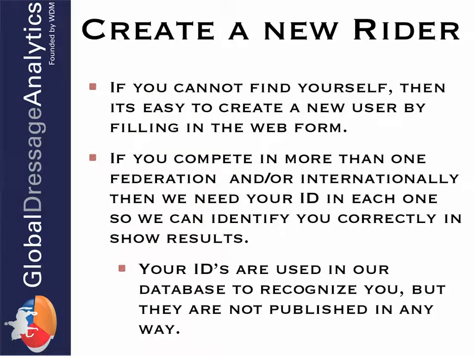If you couldn't find yourself in that list, then you have to create a new rider. It's very easy. We'll open a new form for you to do it. Basically it just needs your name, your birth date, and federation ID. If you compete in more than one federation, for example a national federation and international competitions, then we need your ID in each one, and that way we can identify you correctly when we automatically show results in. I should just mention that your IDs are used in our database to recognize you, but they're not published or used in any other way, nor made available through any interface to anybody else.